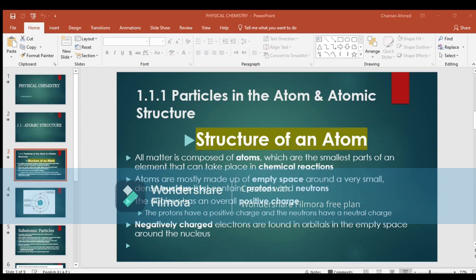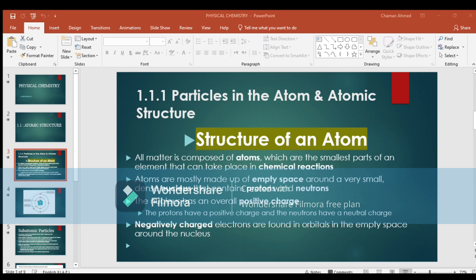Now, exam tip. We already saw from the table how the relative mass of an electron is almost negligible because it is really small. The charge of a single electron is minus 1.602 times 10 to the power minus 19 coulombs. Now, don't just hassle here, because this is the exact charge.